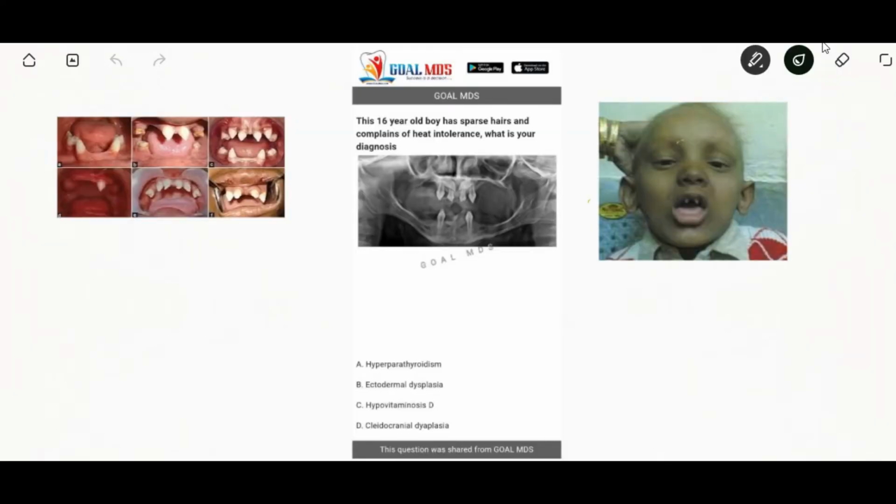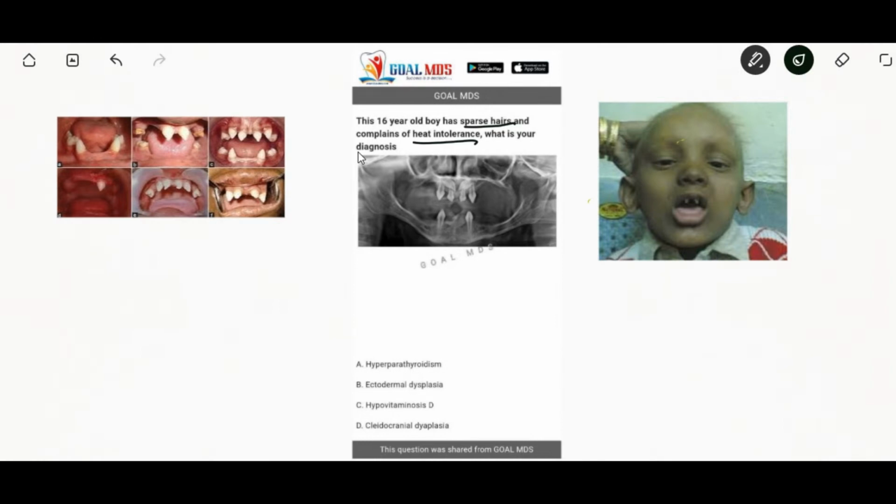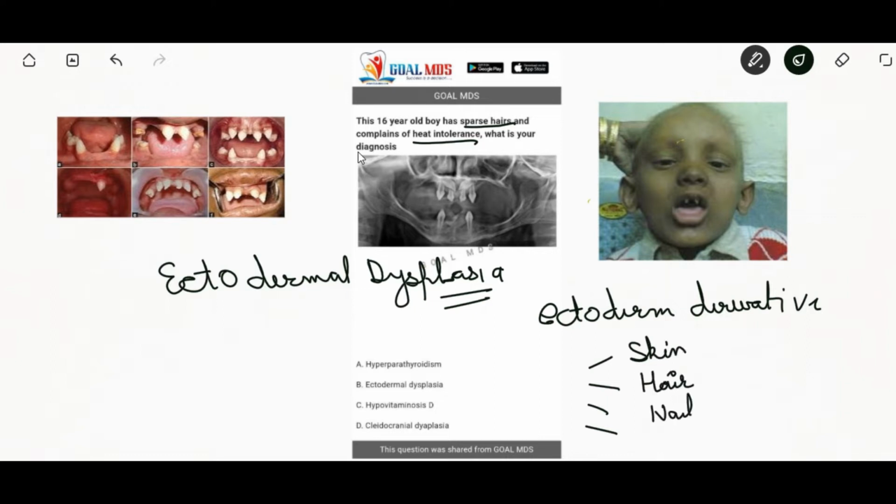This 16-year-old boy has sparse hair and complained of heat intolerance. What is your diagnosis? So in this picture, the clear answer is ectodermal dysplasia. So what is ectodermal dysplasia? It is a manifestation that could be due to one or more ectodermal derivatives. The tissues involved are skin, hair, nails, salivary glands and the teeth.